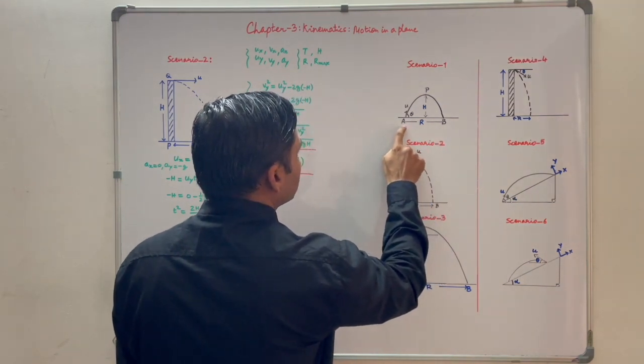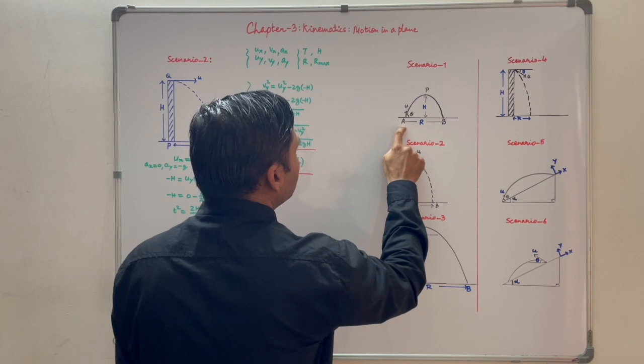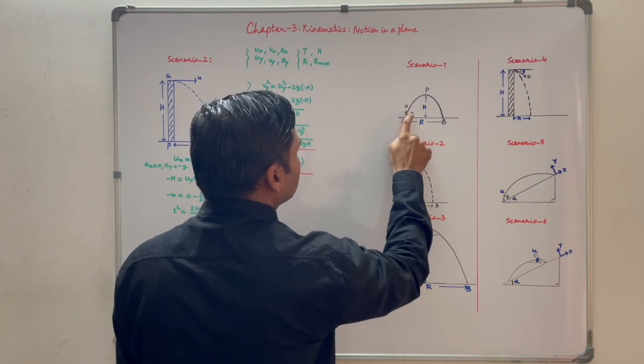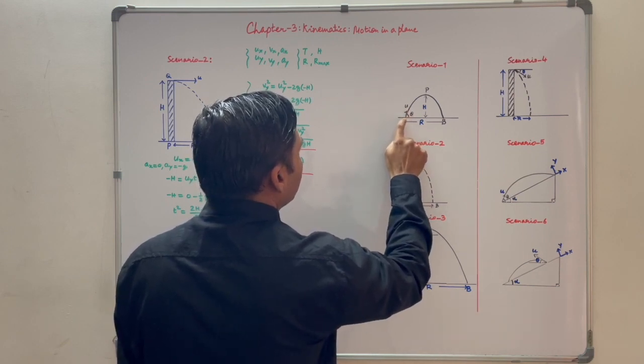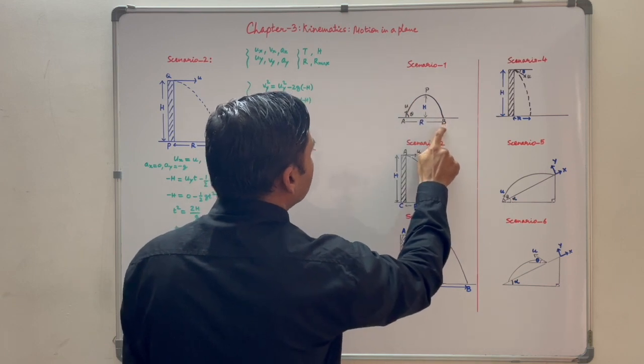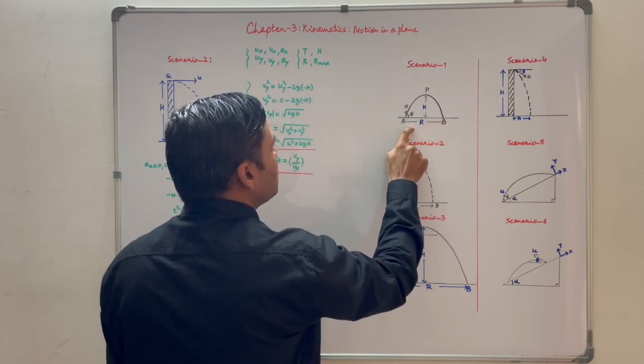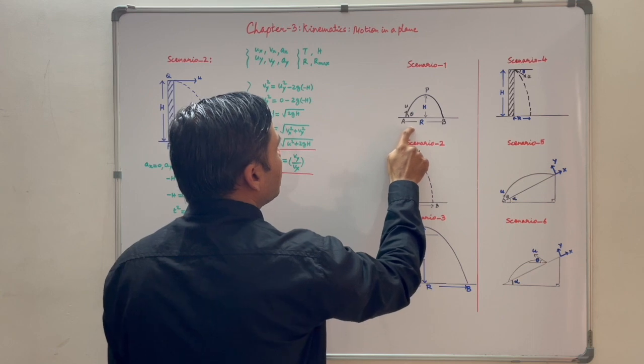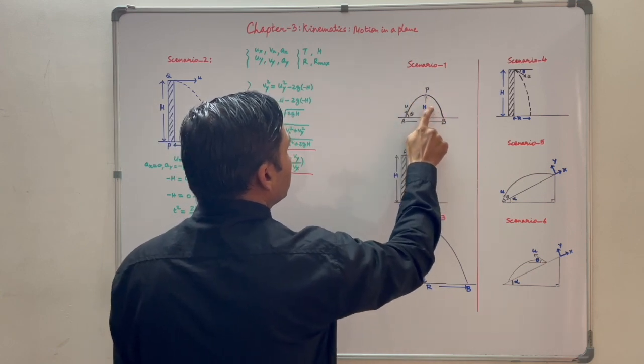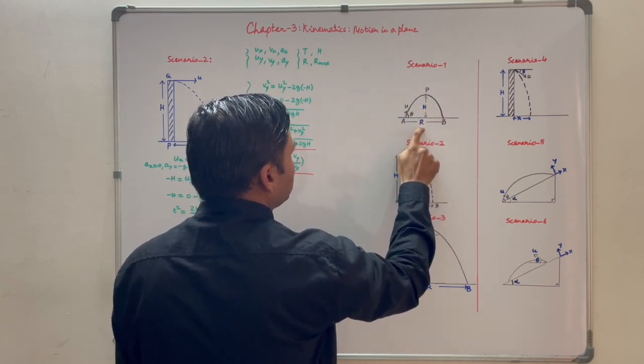A particle is projected from a point A on the ground with initial velocity u at an angle theta with the horizontal, and it hits the ground at point B. We have seen this scenario in the previous video where we have got the formula for time of flight, maximum height, range and maximum range.